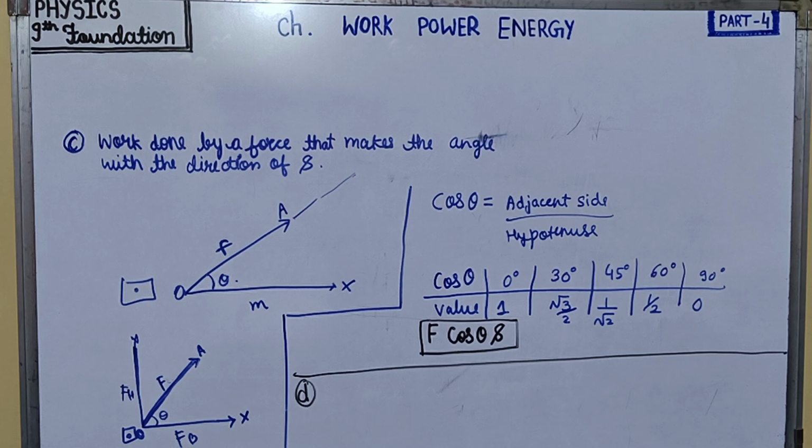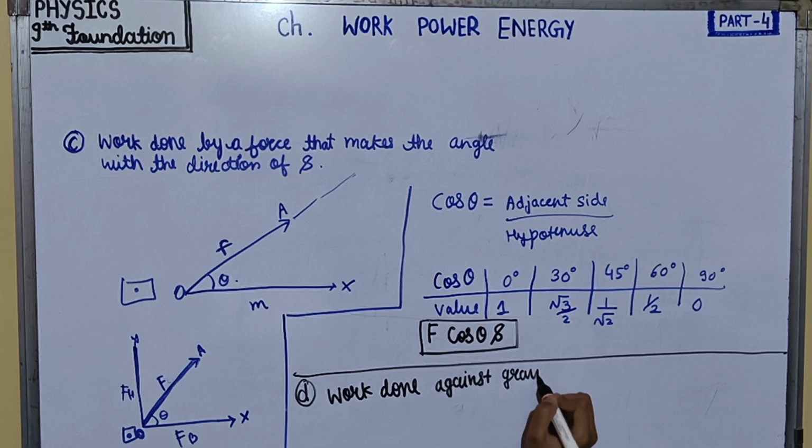Now, there is the fourth, work done against gravity. Consider a book or an object lifted from a table. We do work against the force of gravity. Whenever work is done against gravity, the force required to lift the body is equal to its weight. Therefore, the amount of work done is equal to the product of the weight of the body and the vertical distance through which the body is lifted.